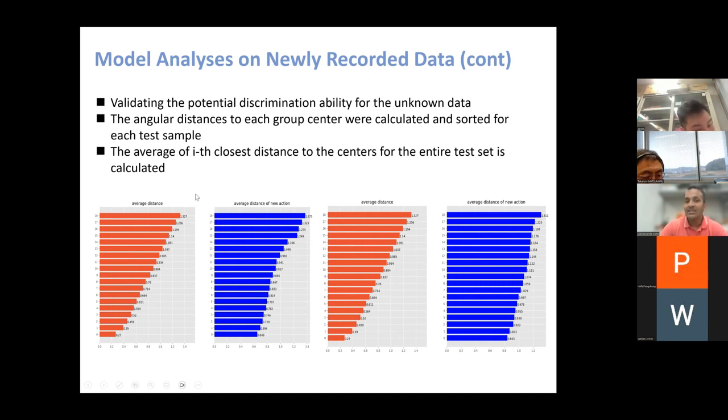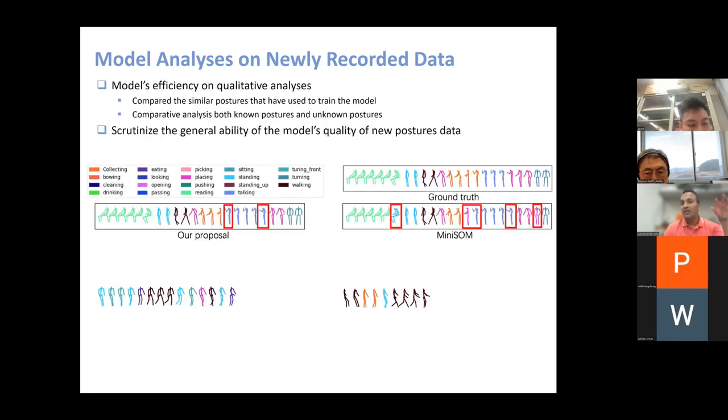And that's why I said that the angular distance for each group cluster is calculated and sorted for each test sample. This is how we talk about similarity, and the idea of similar postures and non-similar postures. So these three parts were done during my stay, but this was done in only the last two weeks.